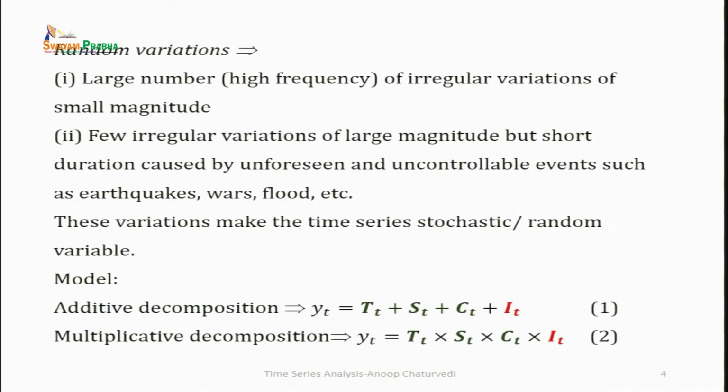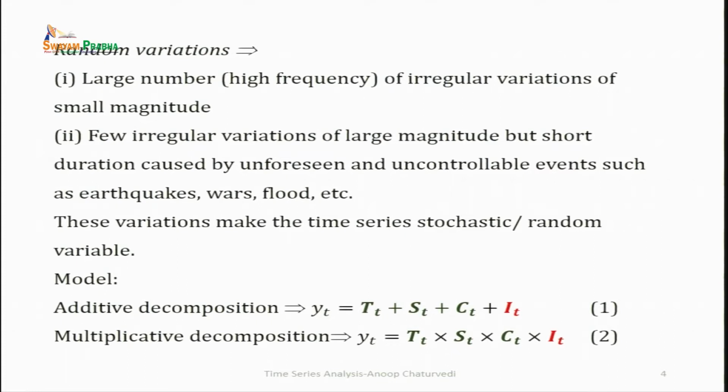For example, during the second wave or first wave of COVID, the number of patients who had to be hospitalized tremendously increased, but that increase was just for a shorter period. This kind of variation is because of some unforeseen event. So, this variation is an irregular variation. In fact, these random variations make the time series a stochastic or random variable. The first three variations, trend, seasonal variations and cyclical variations, are regular variations. Those three variations are predictable, but this fourth variation, random variation, makes the time series stochastic or a random phenomenon.